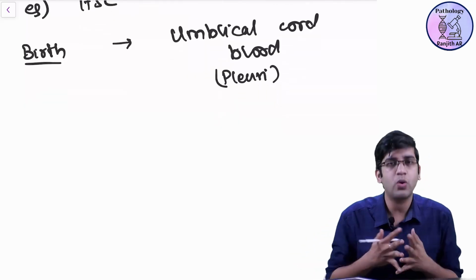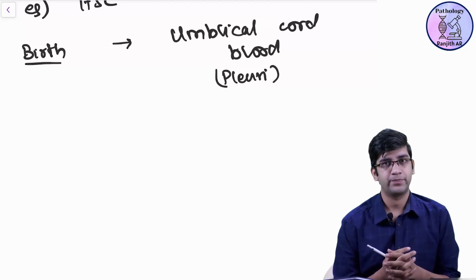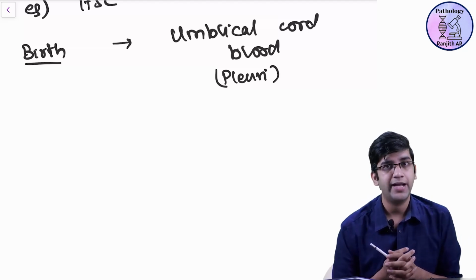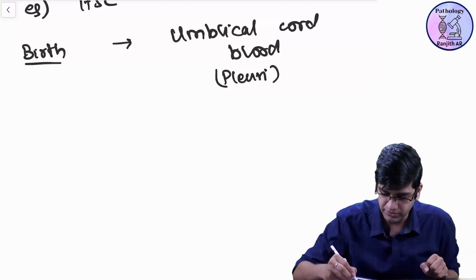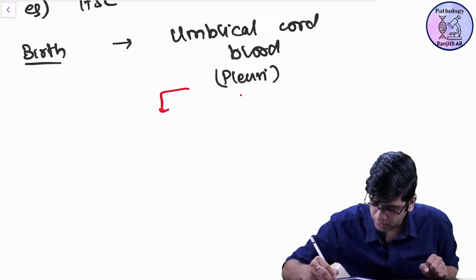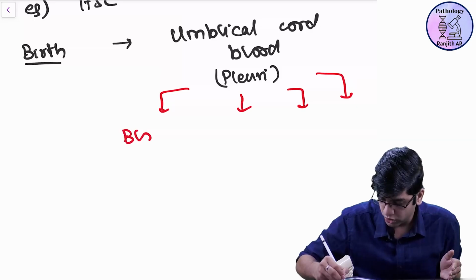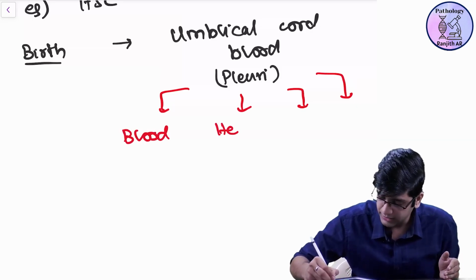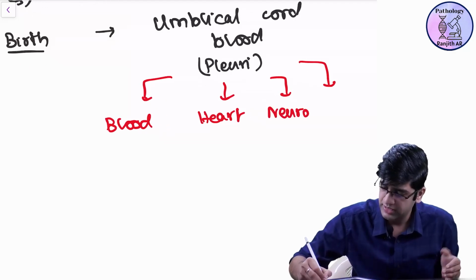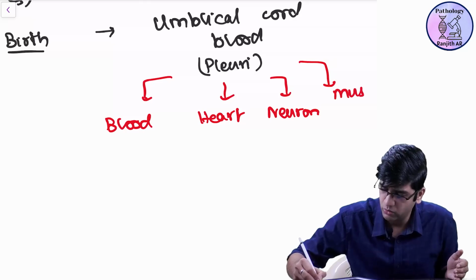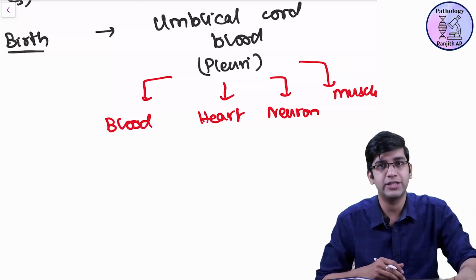So they have that. What I'm saying is I can create any cell from this cell. Not only blood, I can create heart, I can create neurons. So this is a pluripotent hematopoietic stem cell. So here I'm going to say this can become any cell. It can become blood if I want to, it can become heart, it can become neuron, it can become muscle, any muscle, whatever I want to. Based on the growth factors, I can push them to whatever lineage I want.